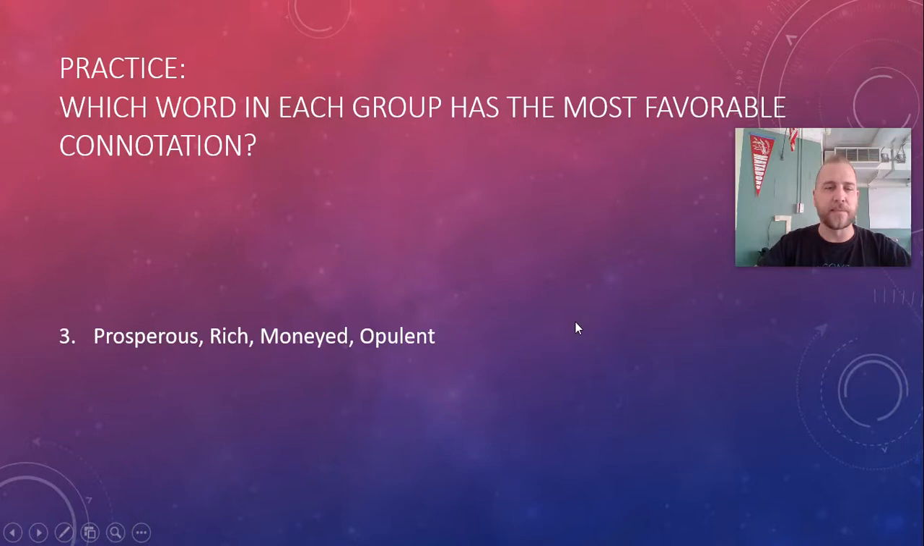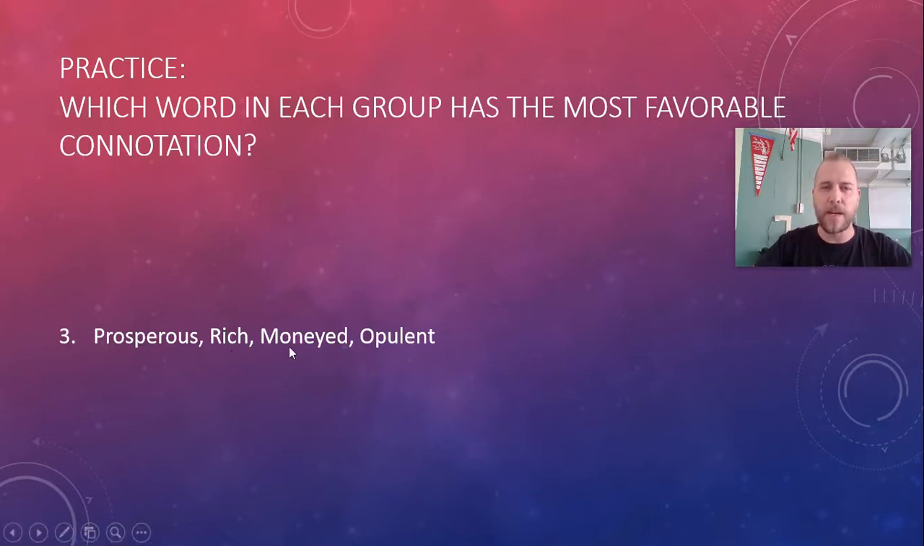Which word has the most favorable connotation between prosperous, rich, moneyed, and opulent? Now, this is a little bit different. Opulent clearly has that connotation of being a little bit too much, so I would take that one out right away. Prosperous, however, has kind of a low connotation. It's one of those vanilla words. It describes having money, but it doesn't really do it in an emotional way.